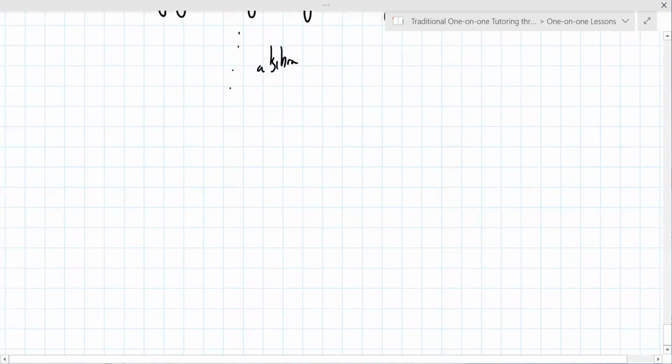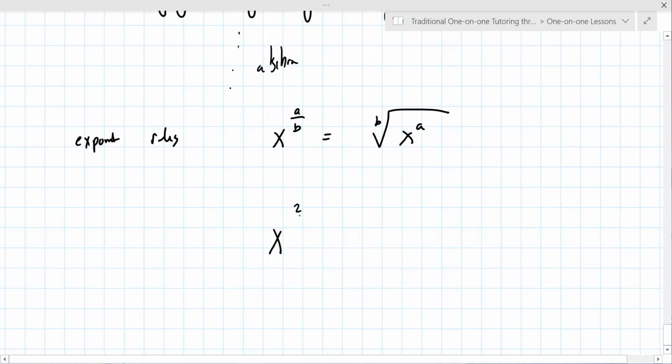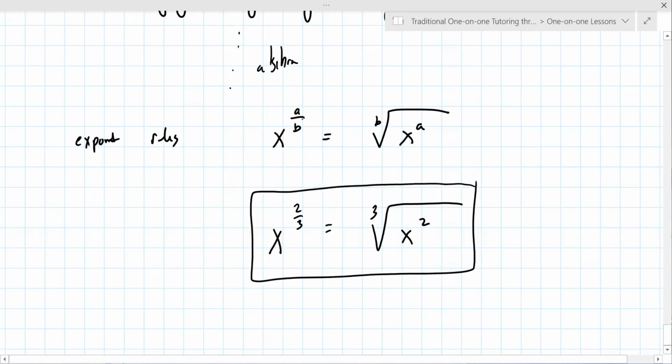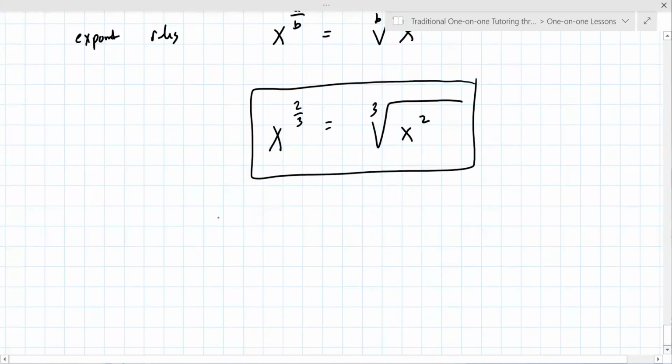Okay, so to do 4, I'm going to remind you of some exponent rules. The first one is x to the a over b means the bth root of x to the a. So for example, if I say x to the 2/3 power, this means the cube root of x squared. It's sometimes good to have a number reminder of this. The letters are good, but you might not remember which order they go in. So basically the bottom number is the root. Okay. So that's one thing.